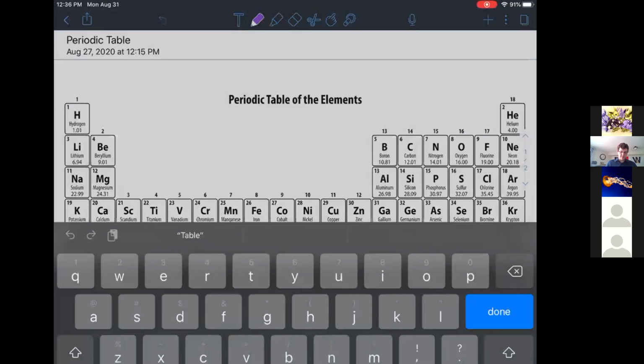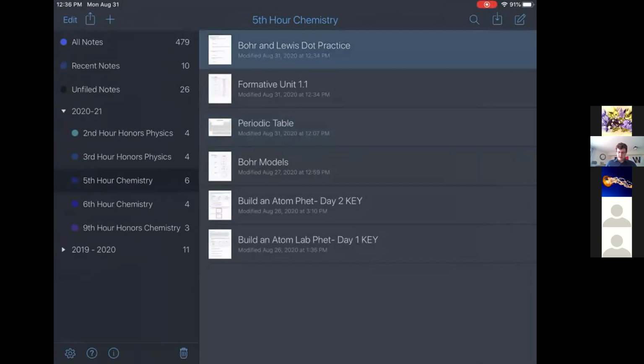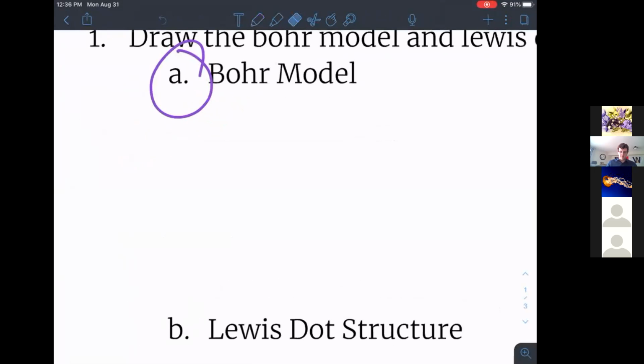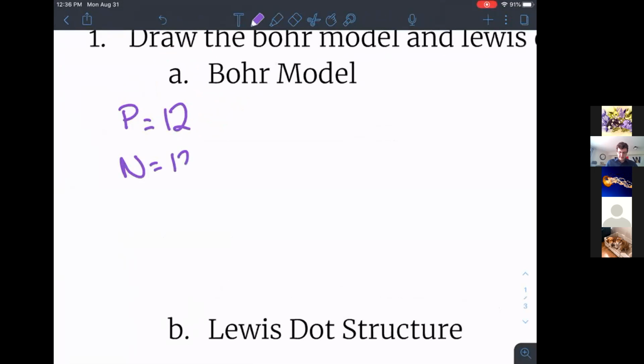All right, so I'm going to go back to my thing. So let's first, can anybody tell me how many protons magnesium is going to have? 12. Perfect. How many neutrons does magnesium have? 12. Perfect. And how many electrons does magnesium have? 12. Awesome. All right, so now that we have our protons, neutrons, electrons, somebody tell me the first thing we do.